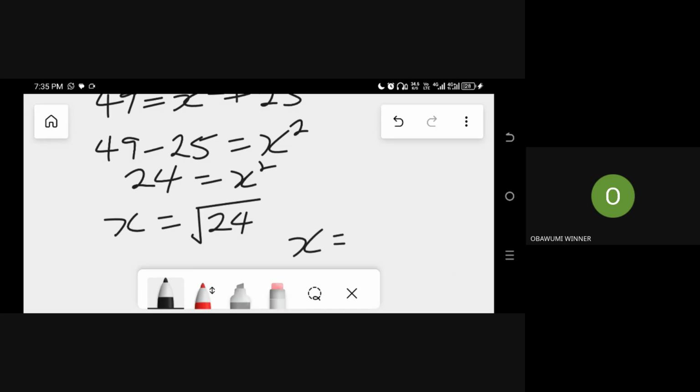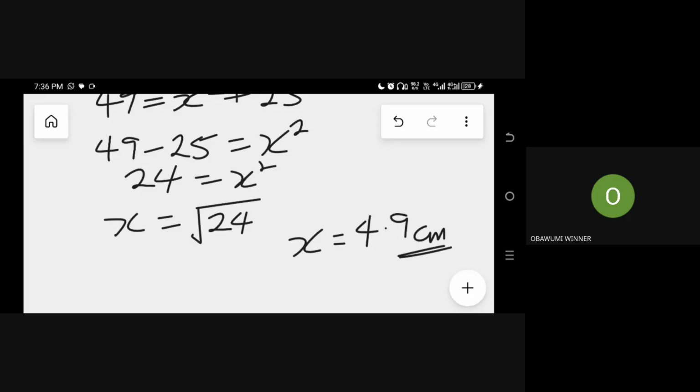What is the square root of 24? Sorry, square root of 24, not 24 to the power of 2. 4 point what? To one decimal place. 4.9. Okay. So you see here now that the value of S is 4.9 to one decimal place.